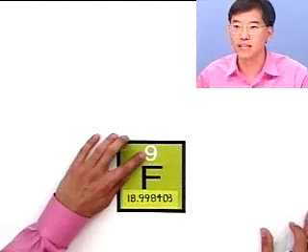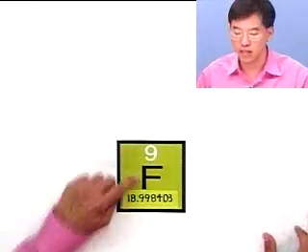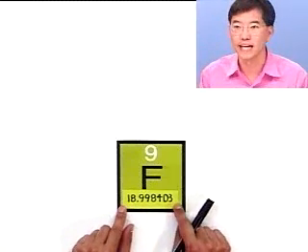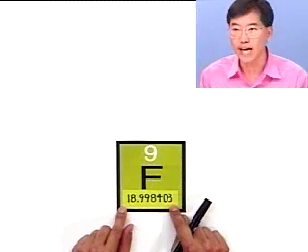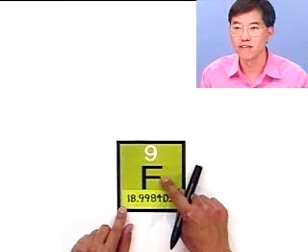Let me take a little piece of the periodic table. Here's just fluorine. 9 is the atomic number. F is the atomic symbol. And the numbers that appear below the fluorine, this is the molar mass. That is, this is the mass of 1 mole of these atoms.